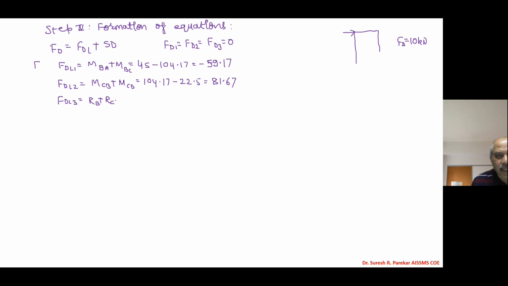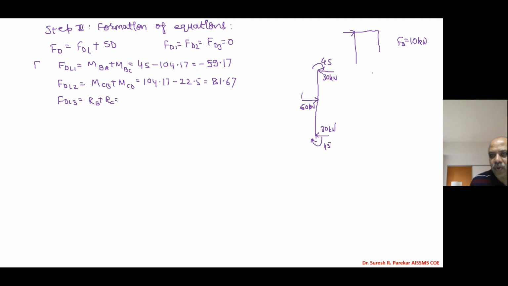Now FDL3 we have RB plus RC, and we have to calculate this value now. So we have this load, that is 60 kilonewton at the center. So we have this as clockwise 45. This we have, that is fixed end moment. This is anti-clockwise 45. And therefore we will get reaction equal to half, because this gets cancelled. We have this as 30 kilonewton, 30 kilonewton.